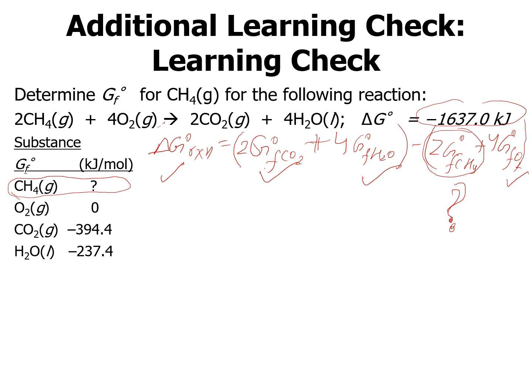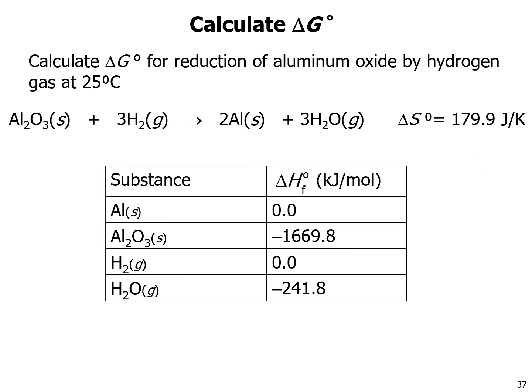The last type of question that you can expect, I already gave you an example of this kind of question. The question is: calculate ΔG° for the reaction. Again, it's a reduction of aluminum oxide by hydrogen gas at 25 degrees Celsius, which is room temperature, so equal to 298 Kelvin. ΔS° is given to us, and ΔH°f for each of these reactants and products is given to us. Can you figure out what is ΔG°?